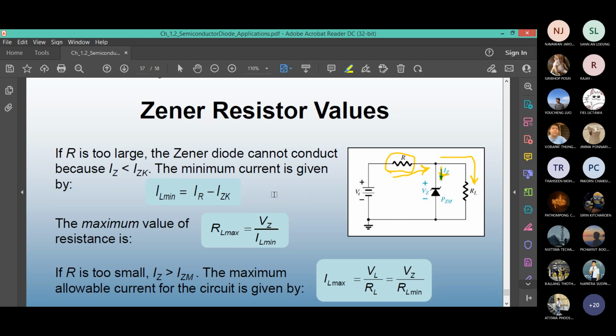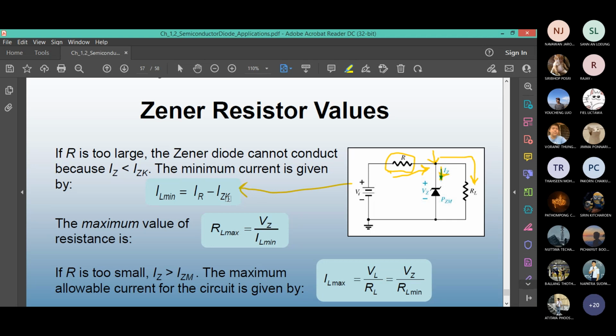And there is a current called IZK, the knee current. There's a minimum Zener current that is needed in order to run the Zener. So when you have a small current, IZ less than the Zener knee current, you cannot turn on the Zener. So the minimum load current in this case has to be given by IR minus IZK. You see what is the equation at this KCL node? IR equals IZ plus IL.